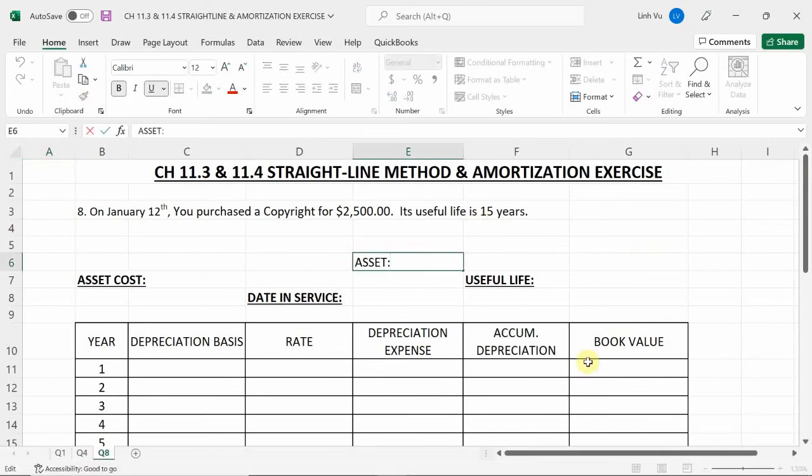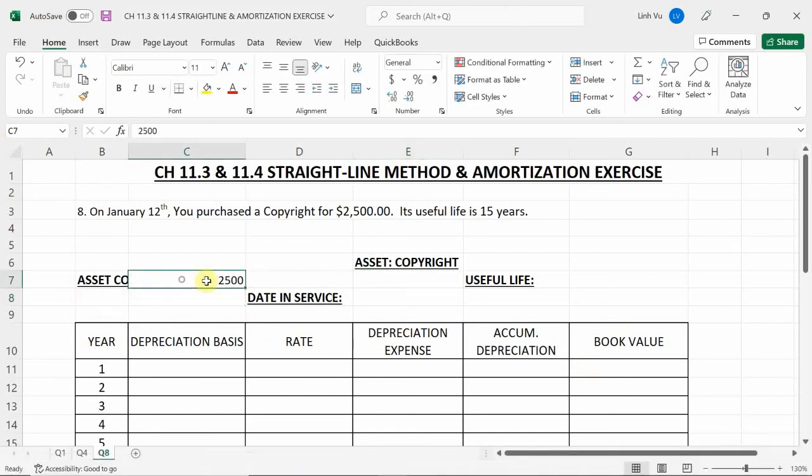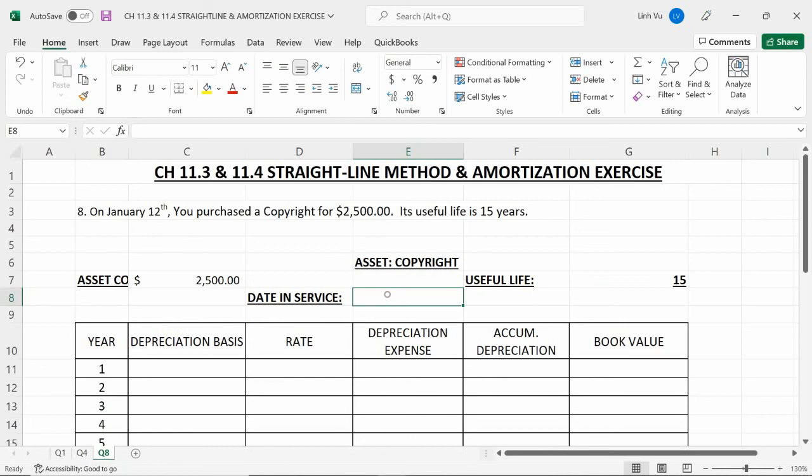So what did we buy? A copyright. How much did that copyright cost me? $2,500. Good. In this case, there's no such thing as salvage value, because copyrights have an expiration date. At the end of its life, it has to be 0. So there's no salvage value possible with any of those types of intangible assets. What's the estimated useful life? 15 years. And when did I place it in service? January 12th. So what does that tell me?